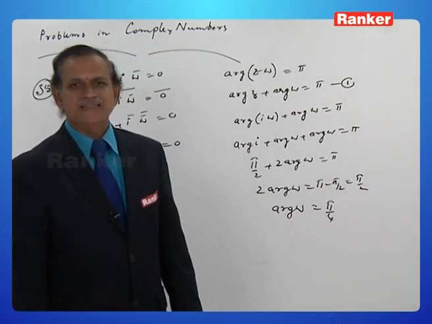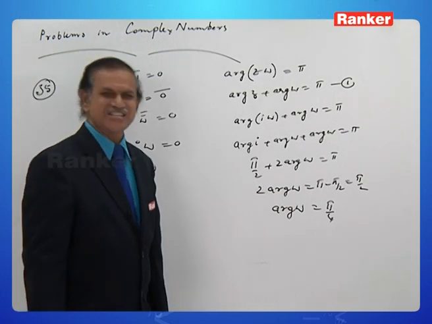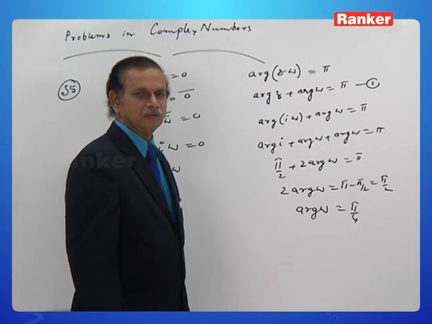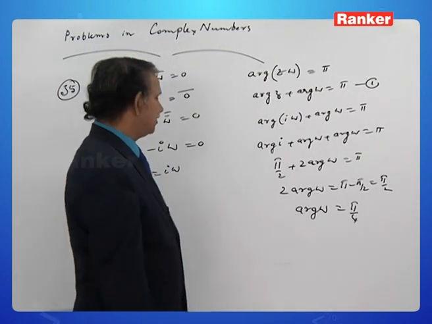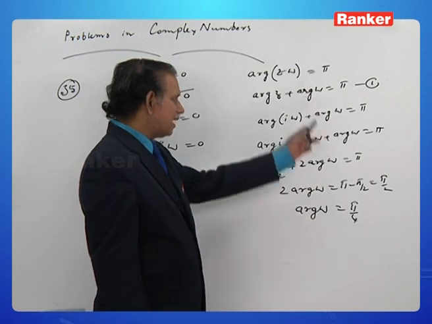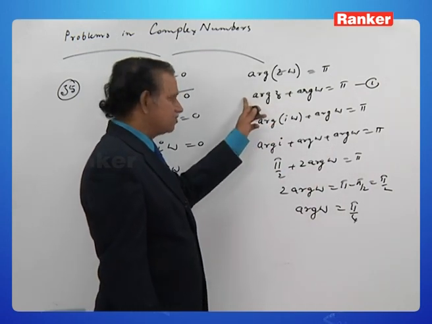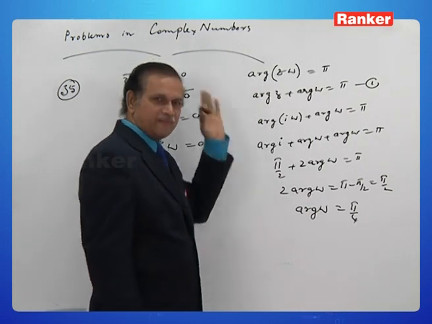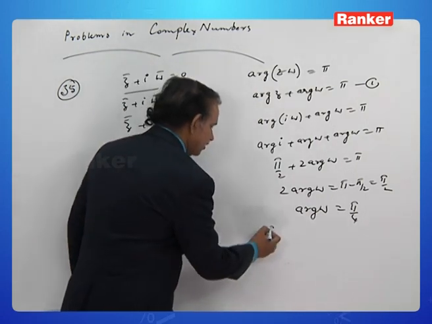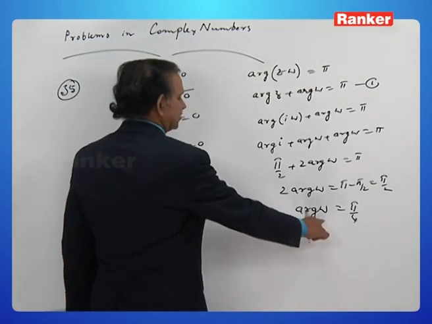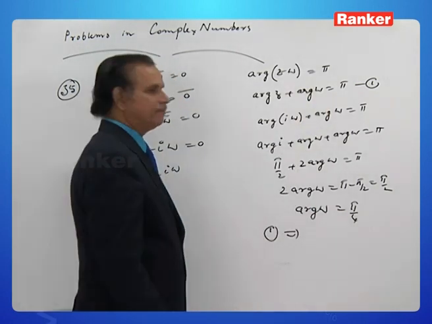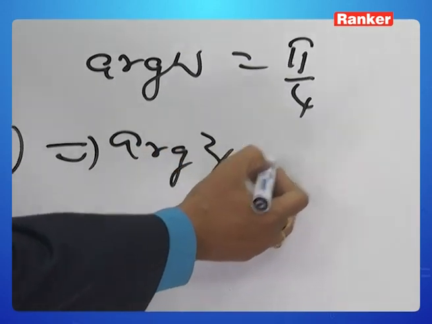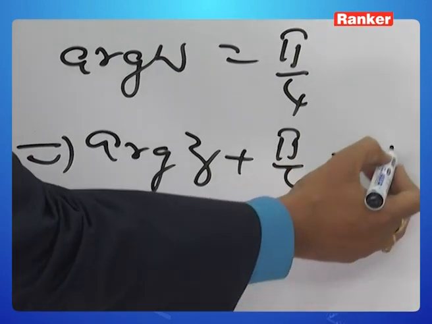But you see, the question is argument of z, not w. That is the heroine of the problem. Z, but not w. What is argument of z? Luckily, we could have got argument of w as pi by 4. Now, let me make use of equation 1, which was kept stored in the beginning itself. Now, the first equation implies, in the place of argument of w, what can you have? Pi by 4. Therefore, argument of z plus pi by 4 is equal to pi.